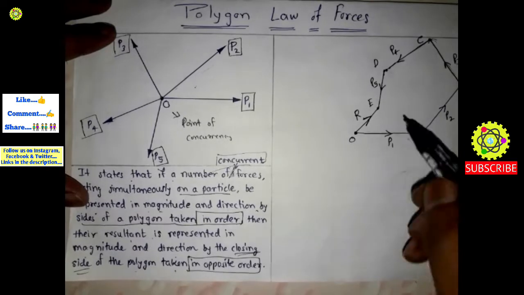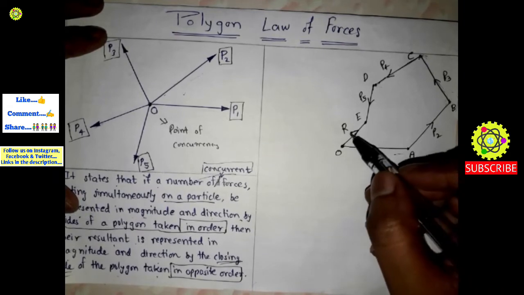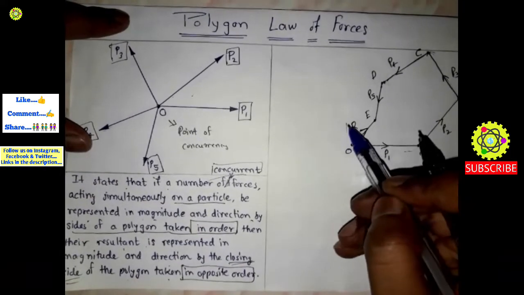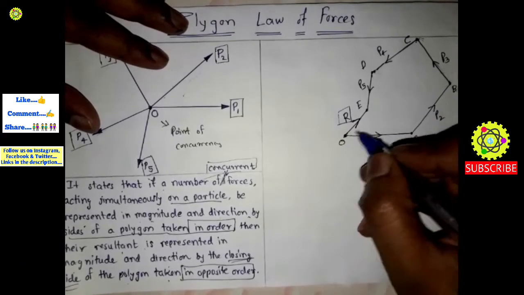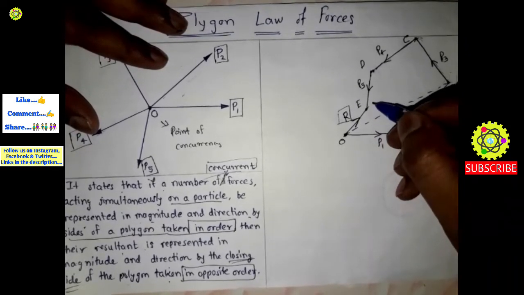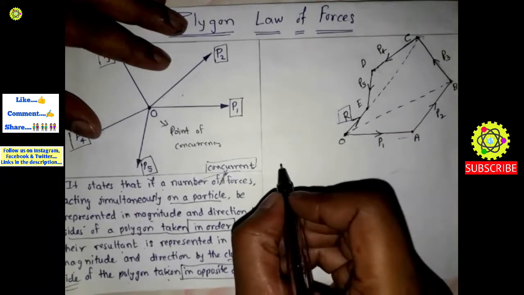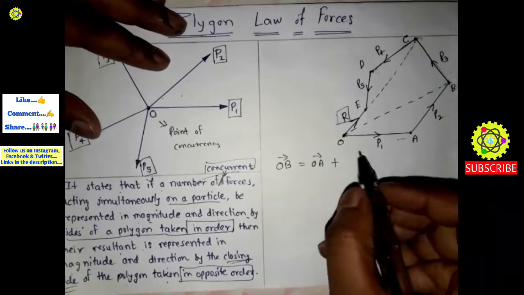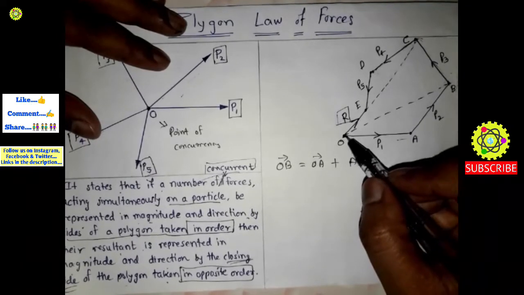in opposite order, as we have taken here this closing side, and this closing side is in opposite order, and it is called the resultant. As you can see here, this is our resultant. Now we will join these two points, O and B. So here the magnitude of OB we can calculate. OB vector is equal to OA vector plus AB vector. This gives us the value of OB vector.